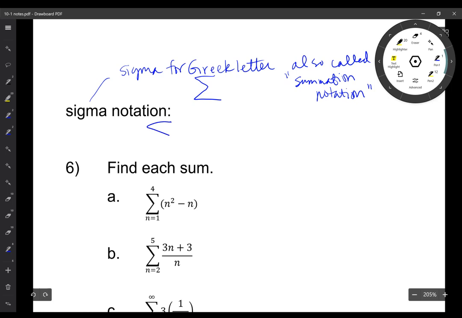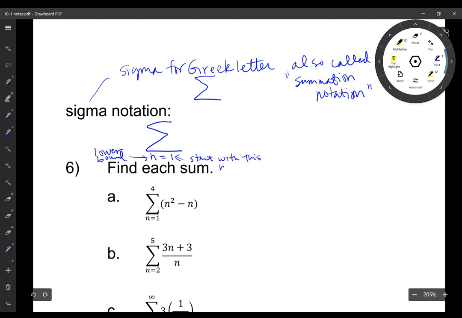And so when I have the sigma notation, at the bottom of it, it's going to start with a number like, say, n equals 1 or n equals 0. And this is called my lower bound. So this is what I start with. You start with the given number here.